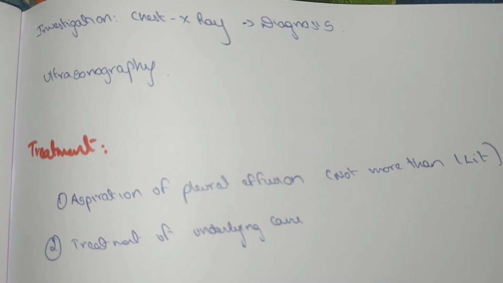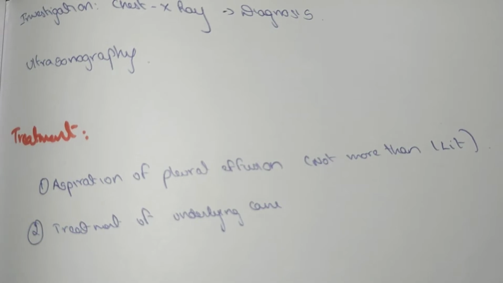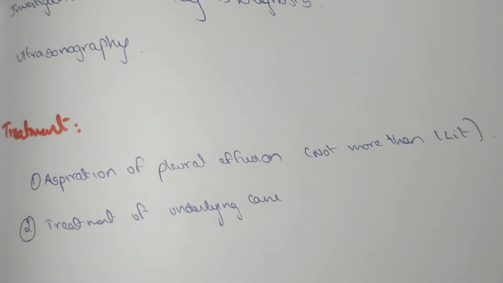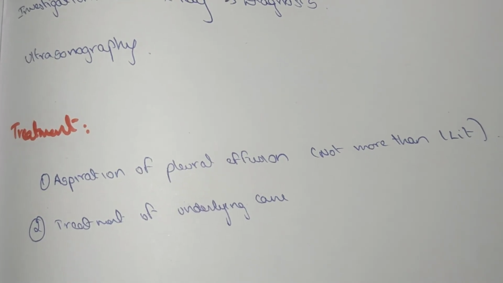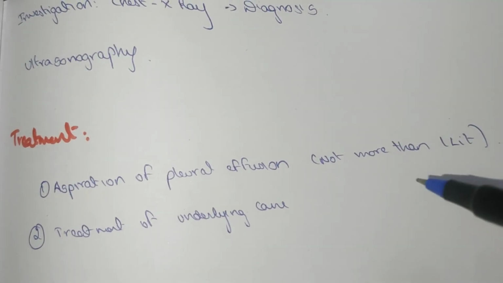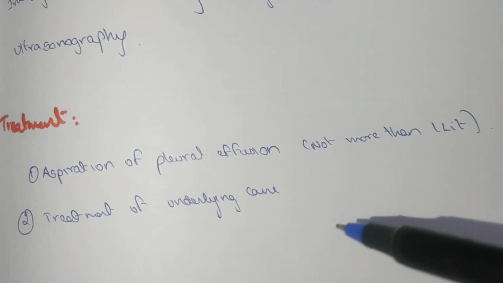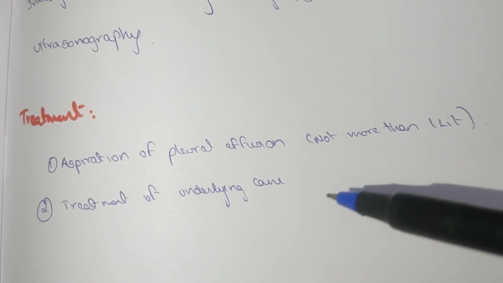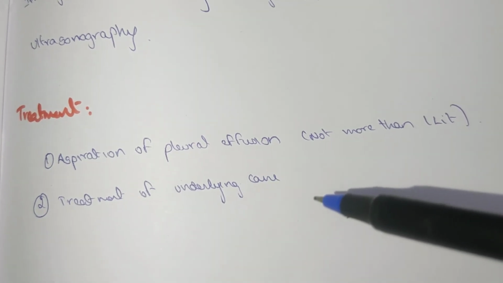Investigation is chest X-ray and ultrasonography. Treatment is aspiration of pleural effusion. We should aspirate the pleural fluid, but we should not take more than 1 liter per day. The treatment is treatment of the underlying cause. We should treat the underlying cause due to infection or any other inflammation. We should treat the specific cause.